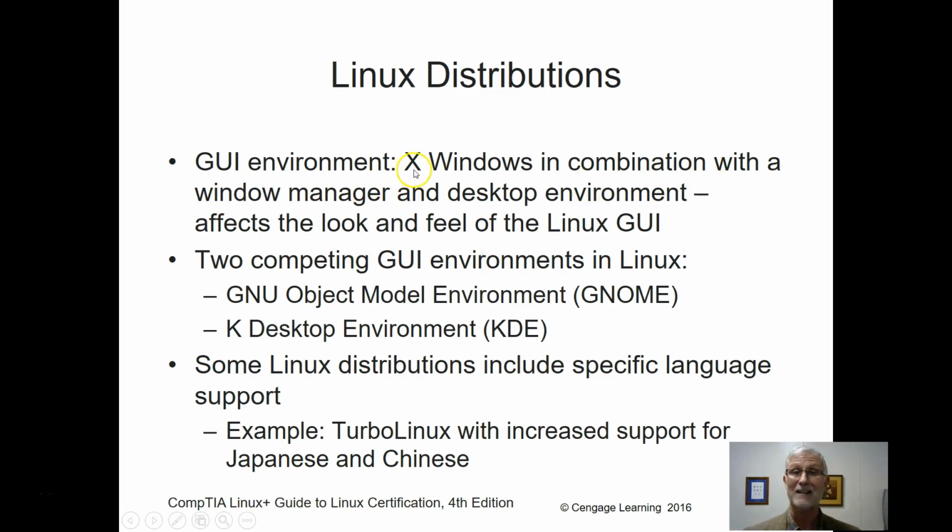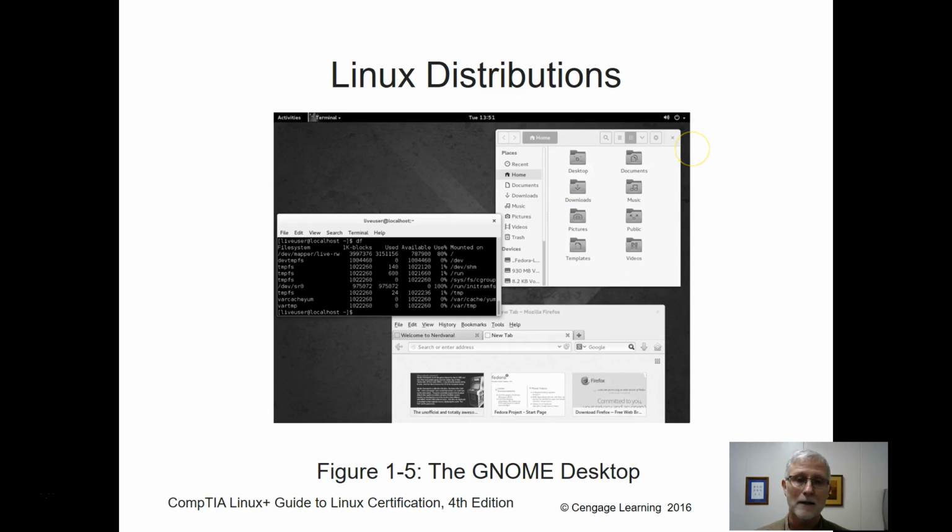Linux's environment, X Windows, is a combination of window management and a desktop environment. It has the look and feel of a Linux GUI. Two competing GUI environments are the GNU Object Model environment, or GNOME, and the KDE, the K Desktop Environment. Some distributions include specific languages, like Turbo Linux, with support for Japanese and Chinese.